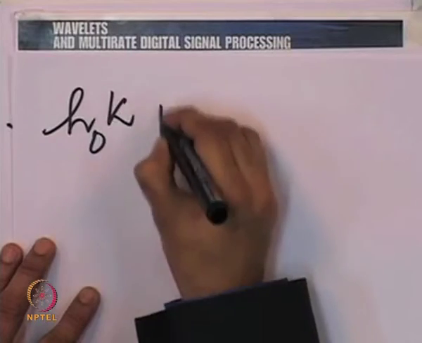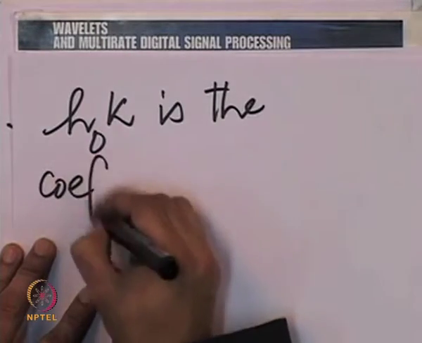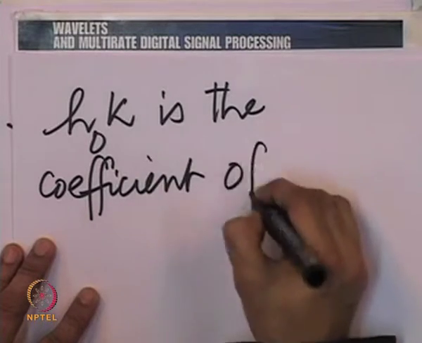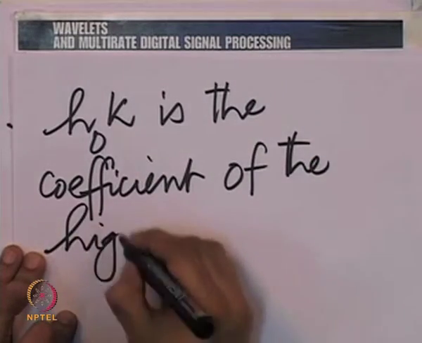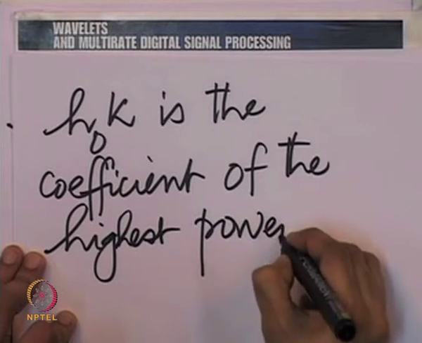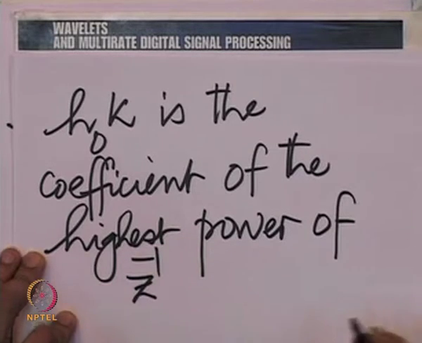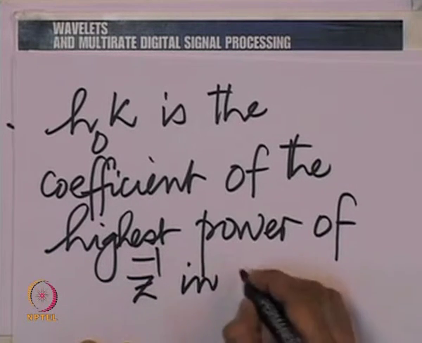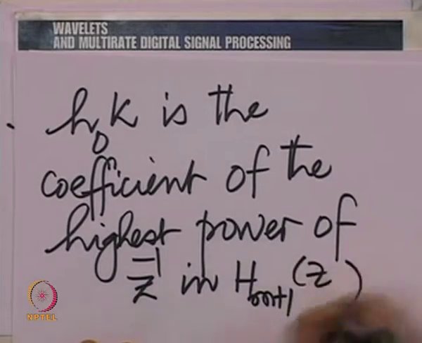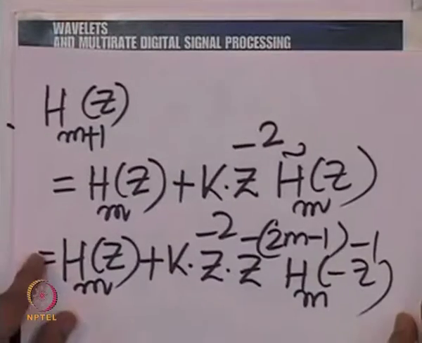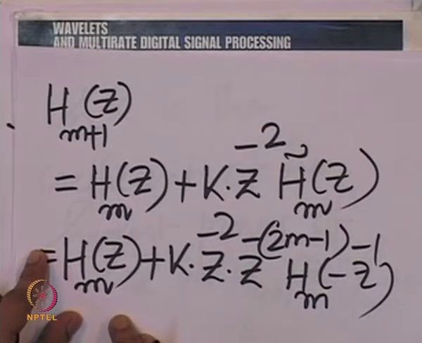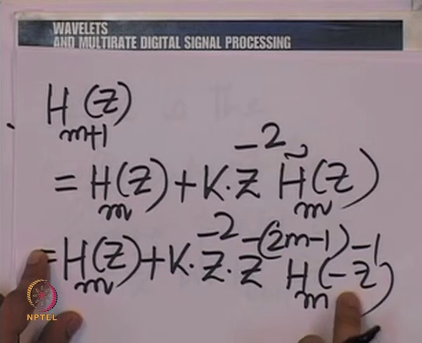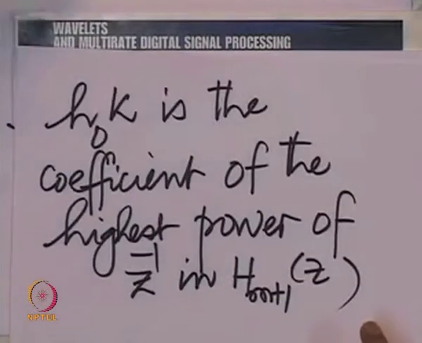So, h_0 times k is the coefficient of the highest power of z inverse in H_(m+1)(z). Let me put this back before you. What I am saying is, in H_(m+1)(z), k can only come with the highest power of z inverse from here. So, therefore, we now have a mechanism to obtain k.